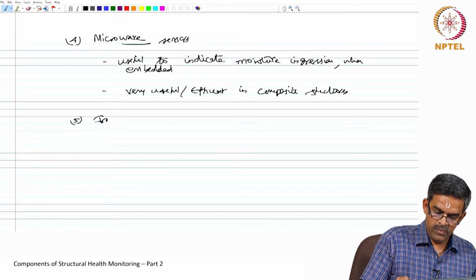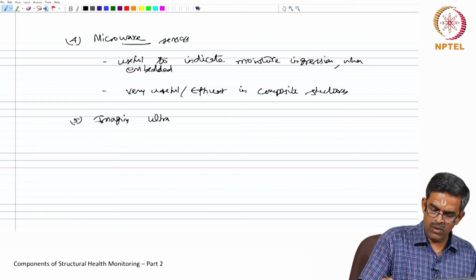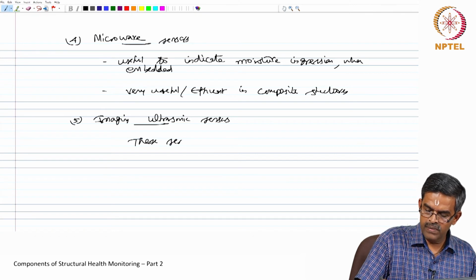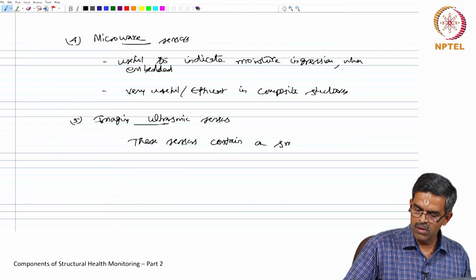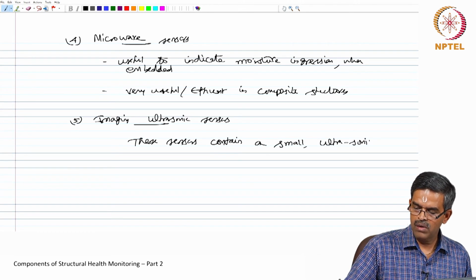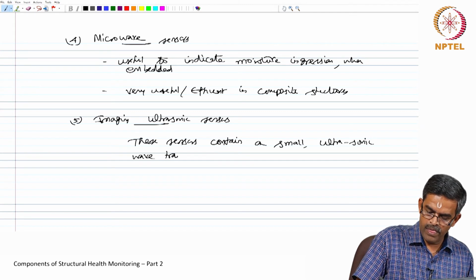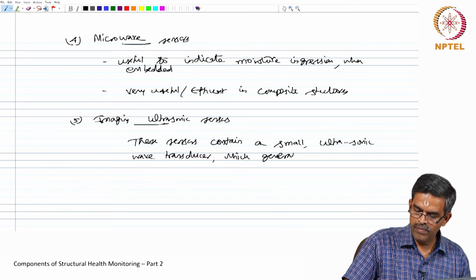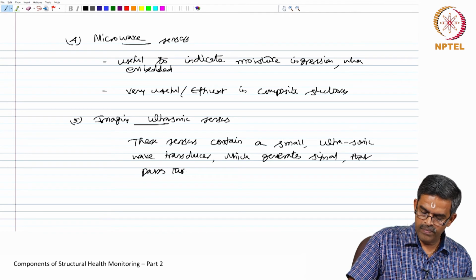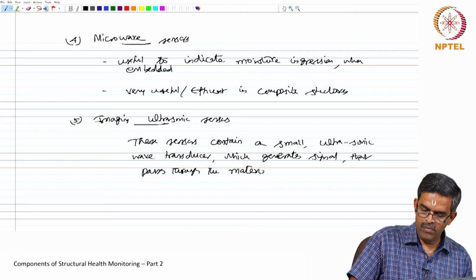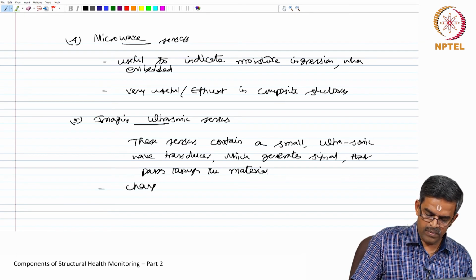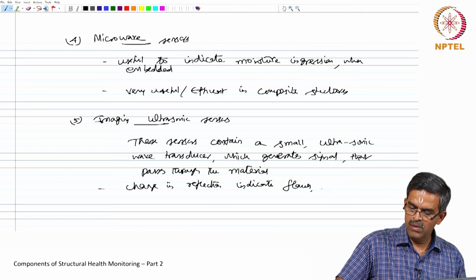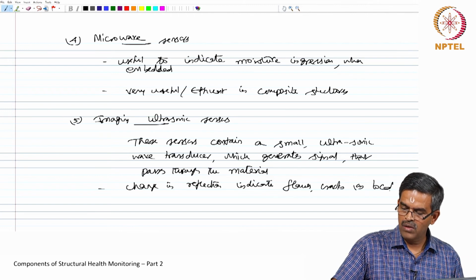One can also use imaging ultrasonic sensors. These sensors contain a small ultrasonic wave transducer which generates signal that passes through the material. So, change in reflection actually indicates the flaws, presence of cracks or any other local damage.